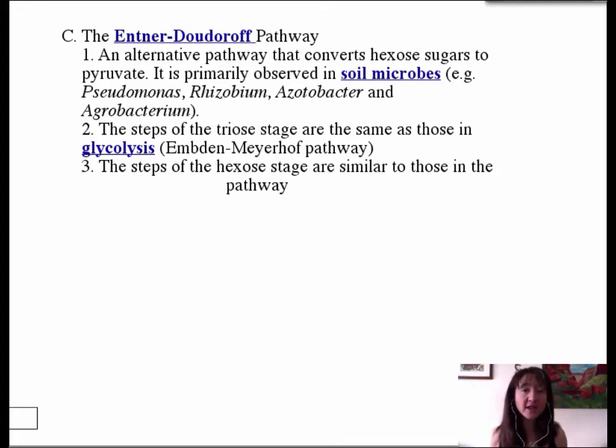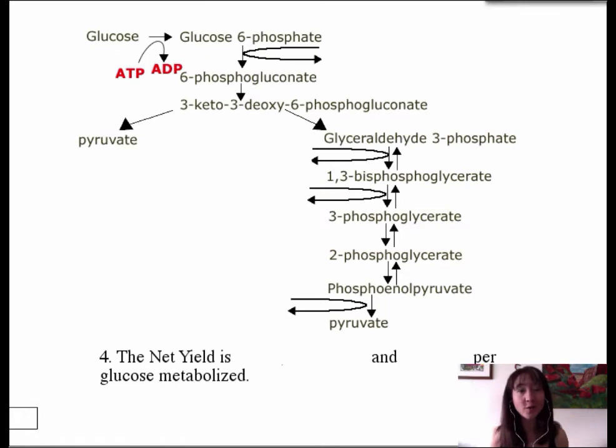And then likewise, the hexo stages are very much the same as what we see in the pentose phosphate pathway, or at least very similar. So we're still going to see that sort of oxidative nature of the first stage of the pentose phosphate pathway making itself known in the first stages of the Entner-Doudoroff pathway as well. Let's take a look at this pathway. It's quite a unique one and very cool.